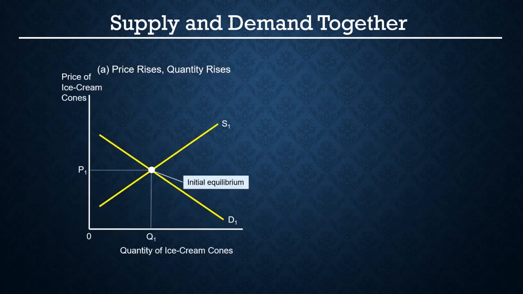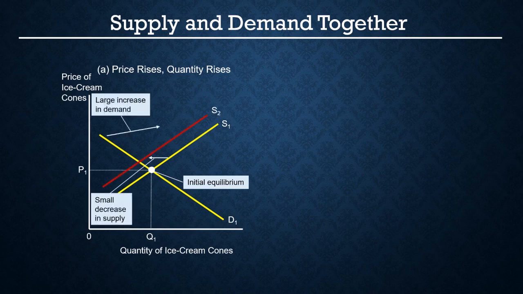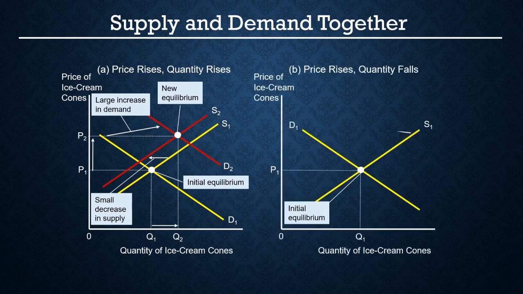Finally, from figure 12 in your text on page 80, you can see how a shift in both supply and demand affect equilibrium. I think you're clever enough to do the analysis by yourself.